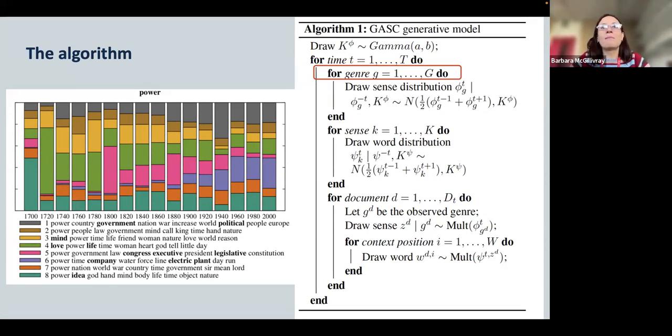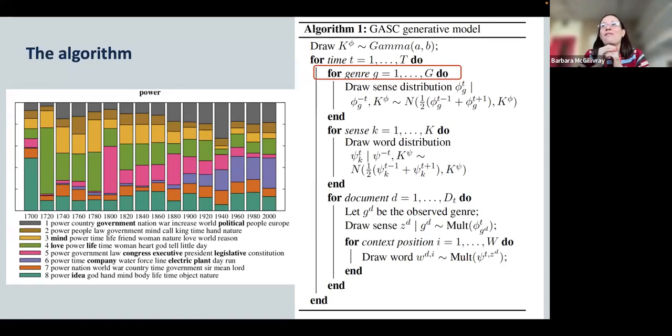And this is interesting because it corresponds to our knowledge that, around the time of the Industrial Revolution, of course, there was an increased usage of this word power to refer not to government or political power or power of love, etc., but to power as in energy. And so this was a model that, of course, knew nothing about the Industrial Revolution, but used the way the word power was used in different time periods to infer its different meanings and how they changed over time.